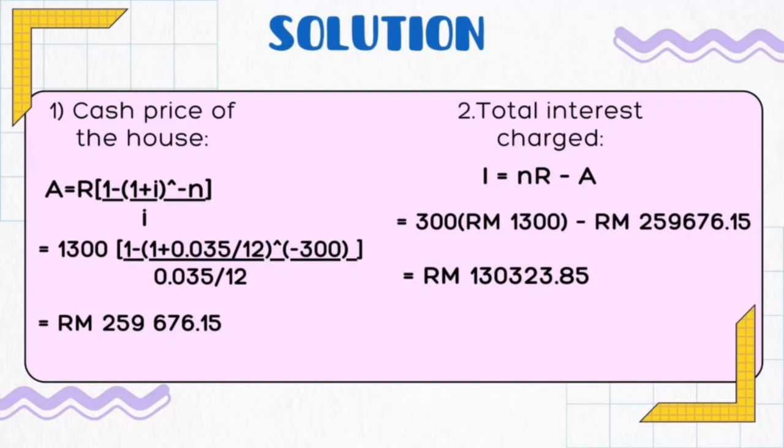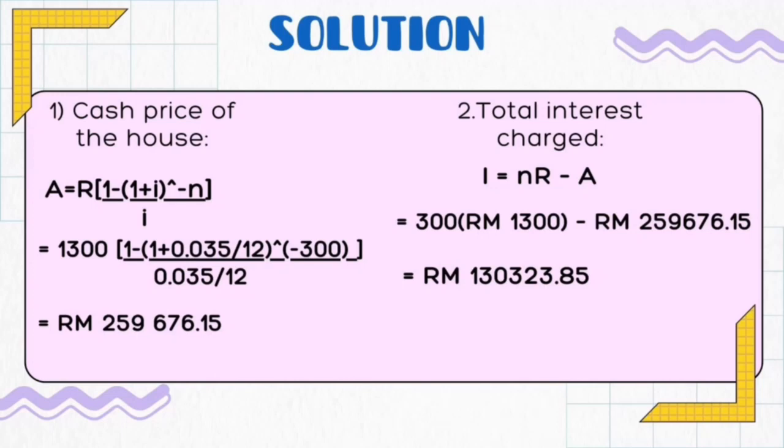It is A = R[1 - (1 + i)^-n] / i. So we must do 1,300 ringgit times [1 - (1 + 0.035/12)^-300], and then we divide by 0.035/12, and then we will get the answer, which is 259,676.15 ringgit.